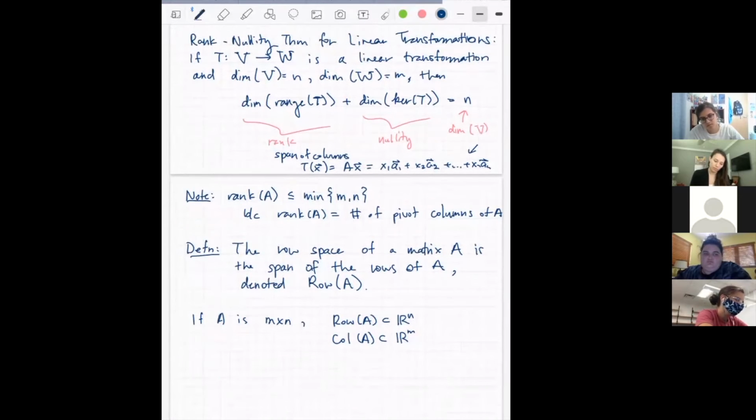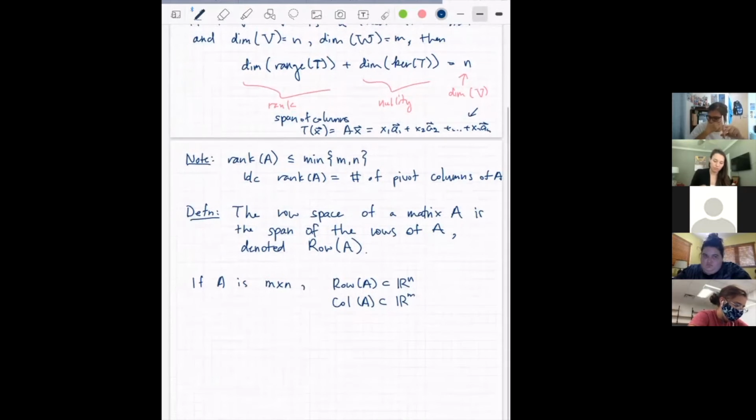And what about the kernel? Right, so the kernel of T, so the nullity is the dimension of the null space, which is the same thing as the kernel of T. Yeah, makes sense. Yeah, the kernel and null space are very similar in definition. Okay, that makes sense to everybody? Okay.